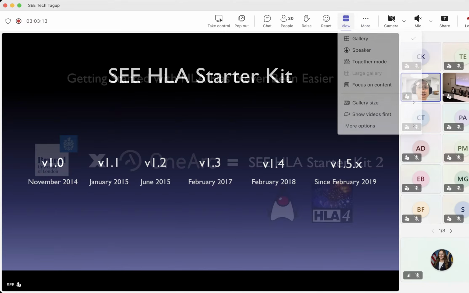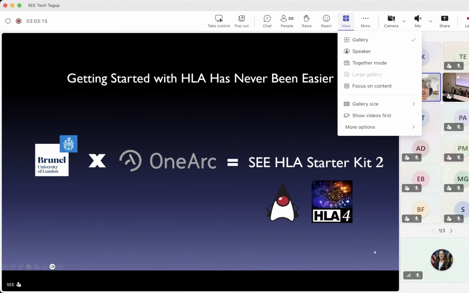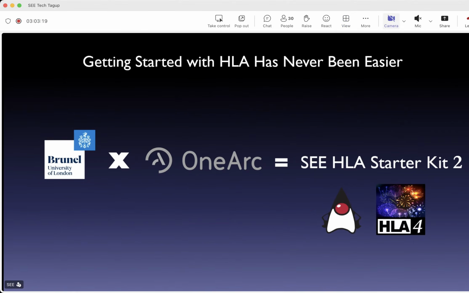And so, building on this legacy, I collaborated with Pitch Technologies, who are now BAE Systems 1ARC, for my senior undergraduate project to develop a new version of the starter kit that brings the latest and greatest advancements from the Java ecosystem, HLA4, and even easier ways to create federates for student teams.